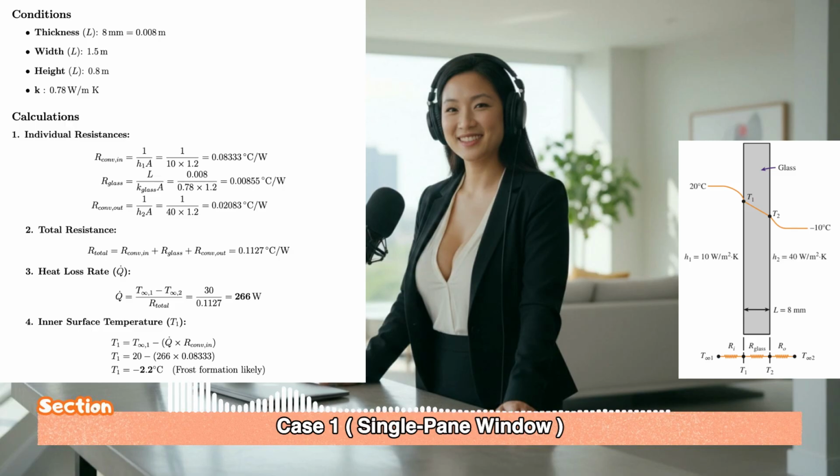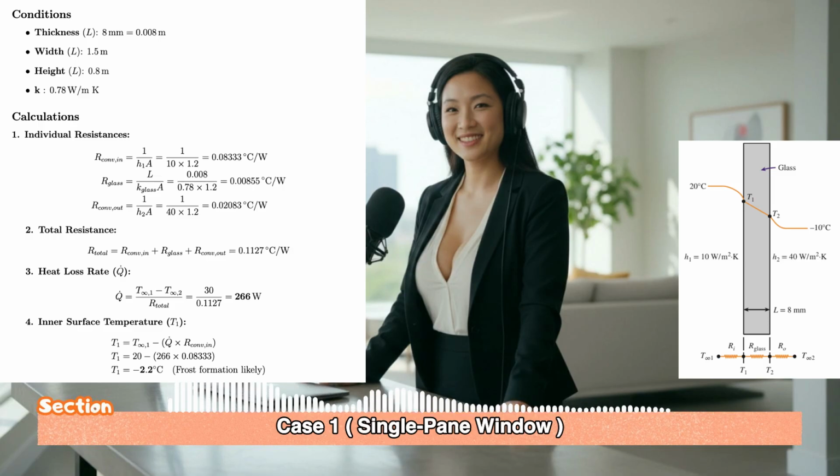So we have our simple 3-resistance series network: indoor convection, the glass itself, and outdoor convection. The boundary resistances are R inside equals 1 over H1 times A, which comes out to 0.08333 degrees Celsius per watt, and R outside is 1 over H2 times A, which is 0.02083. Now for the glass: L over kA, so 0.0008 meters divided by its conductivity and area, which gives us 0.00855 degrees Celsius per watt.